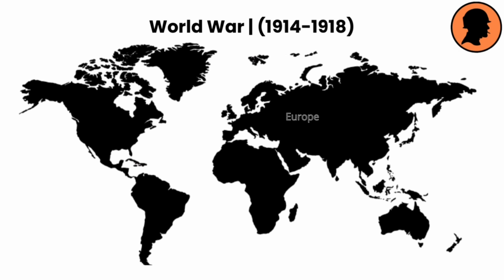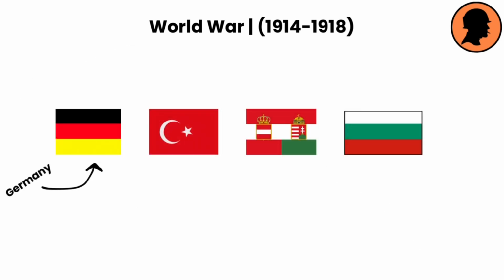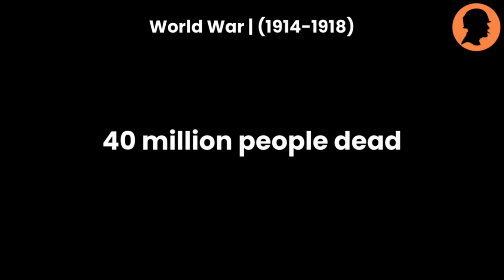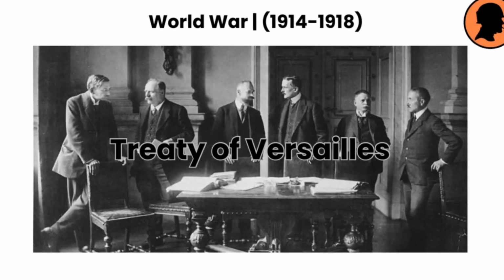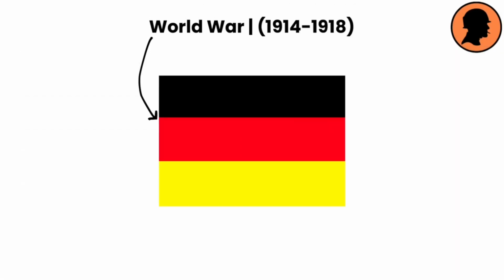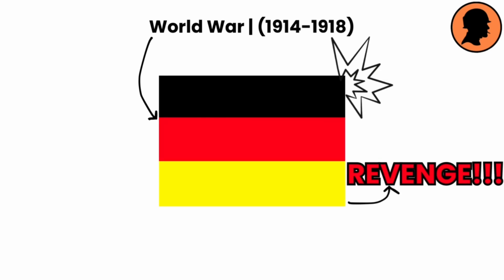Battles raged across Europe, Africa, the Middle East, and Asia. The war ended with the defeat of Germany and its allies, resulting in around 40 million deaths. The Treaty of Versailles was signed, imposing harsh penalties on Germany, which contributed to future conflicts.